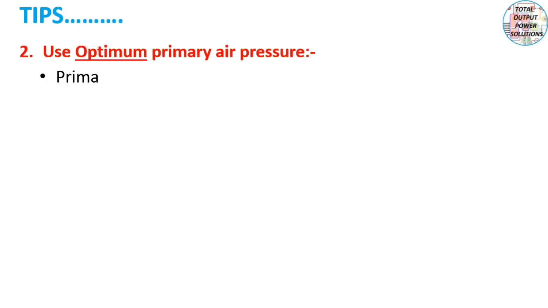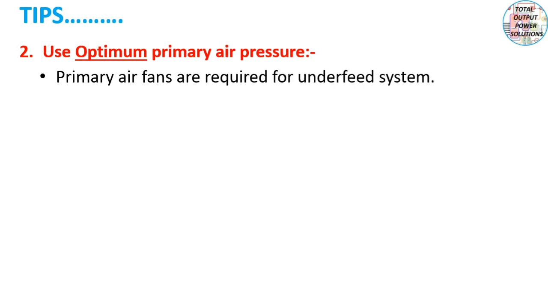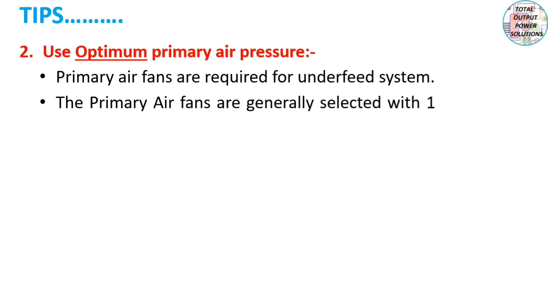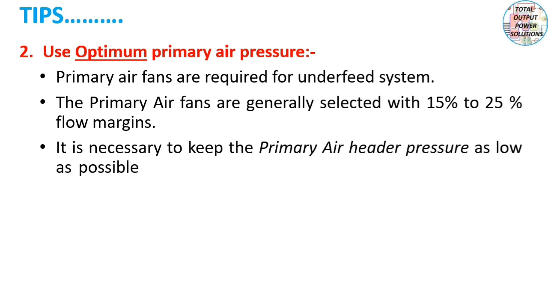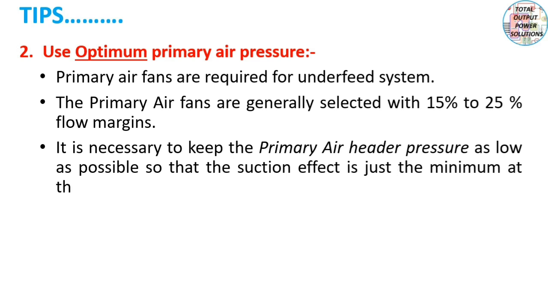The second tip: use optimum primary air pressure. Primary air fans are required for the underfeed system. The PA fans are generally selected with 15 to 25% flow margins. It is necessary to keep the primary air header pressure as low as possible so that the suction effect is just the minimum at the throat.